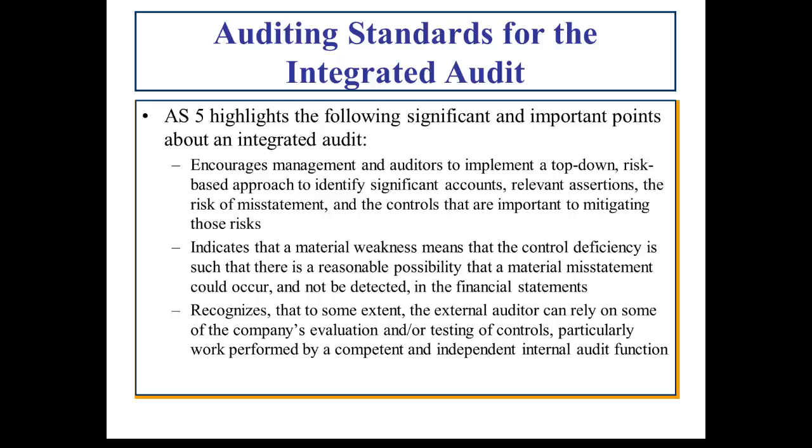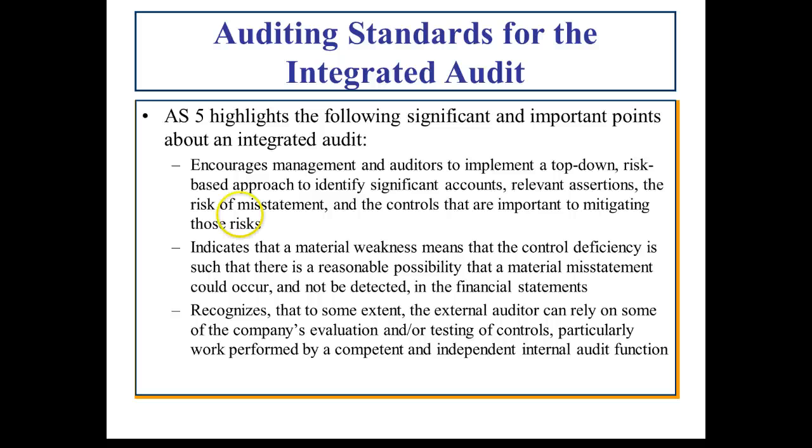As you can see here on this slide, this Standard 5 encourages management and auditors to implement a top-down, from the management on down, risk-based approach to identify significant accounts, relevant assertions along with those accounts, potential risk of misstatement, and controls that really need to be in place to avoid having risks on certain accounts.